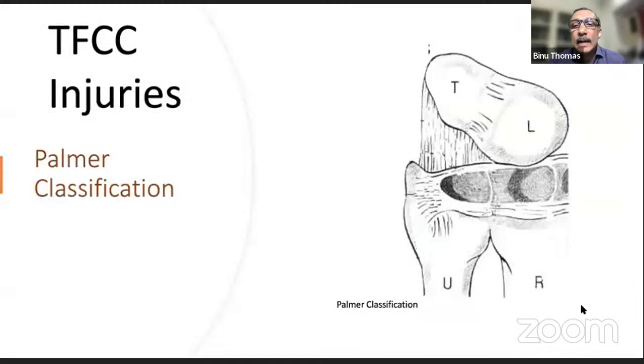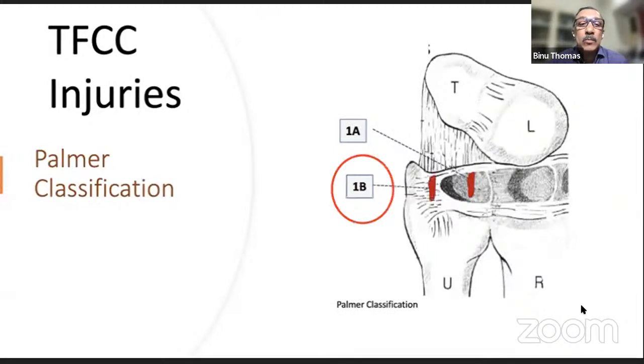Coming to the classification of triangular fibrocartilaginous complex injuries, the original classification of Andrew Palmer divided them into a central perforation, which is the 1A. The 1B is what we are generally clinically interested in, the foveal avulsion injuries. Then 1C, the ulno-lunate and ulno-triquetral ligament injuries, which are rarely seen, and radial avulsions of the TFCC insertion.